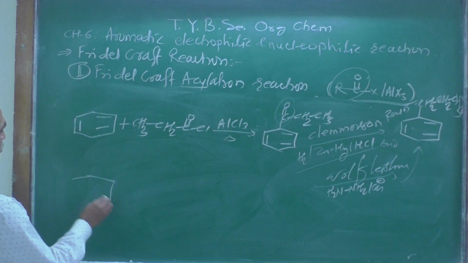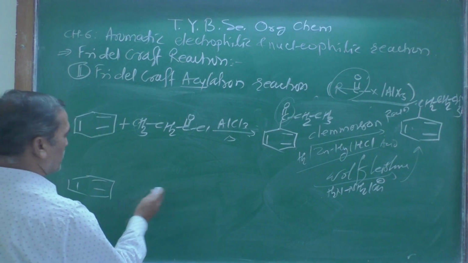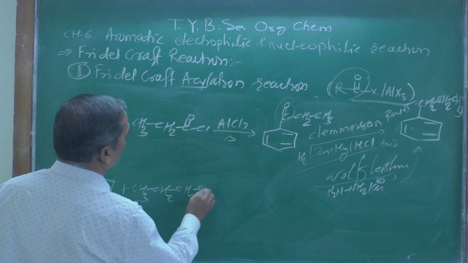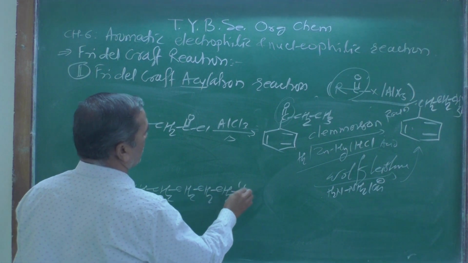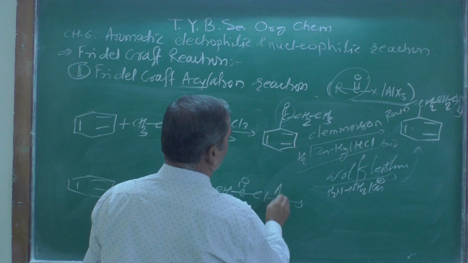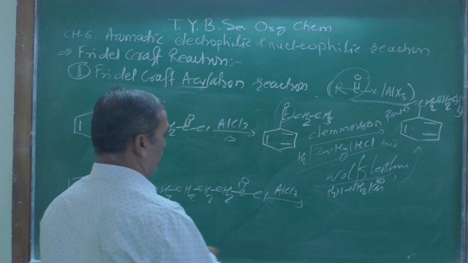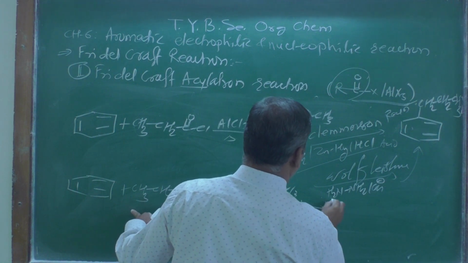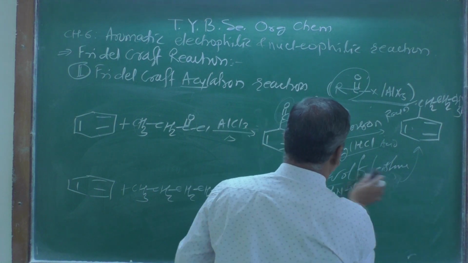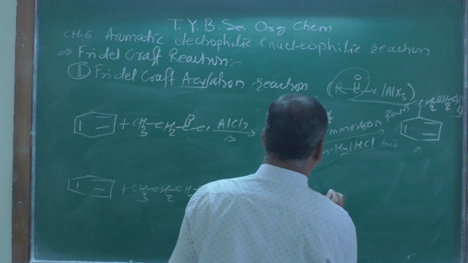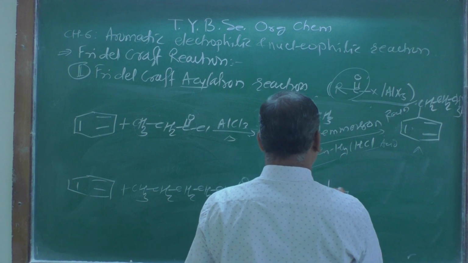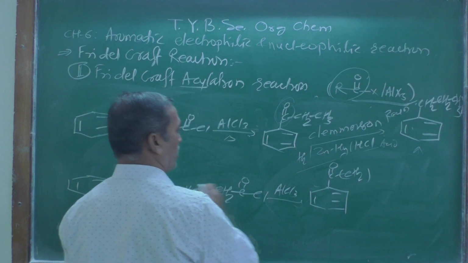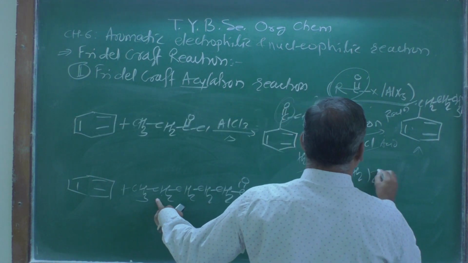Suppose again you want to prepare this type of compound. Suppose you have another one, CH3, CH2, CH2, CH2, CH2, C double bond O, Cl in presence of AlCl3. What do you get? Let me write here. Mainly this type of compound you are going to get: C double bond O, then CH2. How many CH2 are there? 1, 2, 3, 4. So I am writing in short 4 and the CH3.